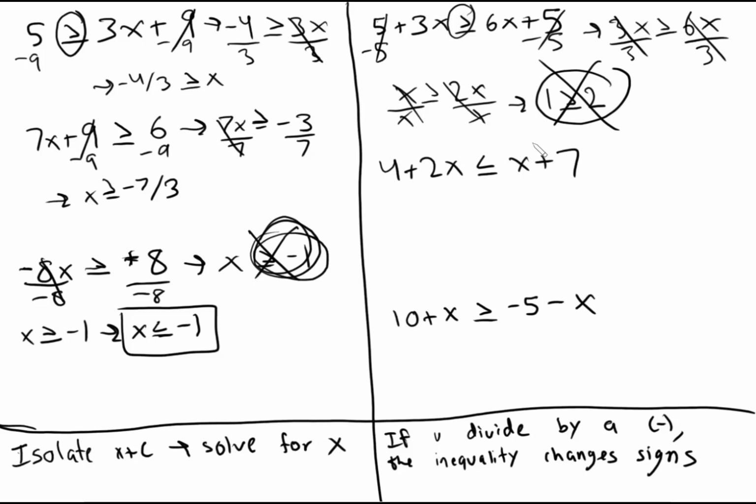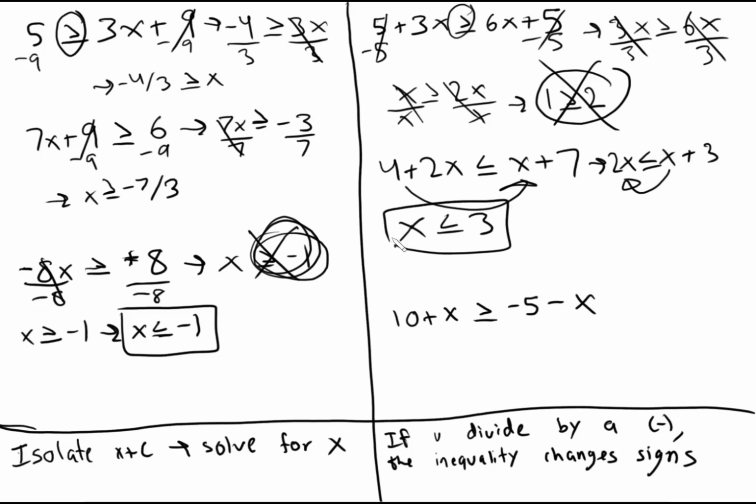Now, moving on to the second inequality, let's move the 4 over here. Moving the 4 over here, we get 2x is less than or equal to x plus 3. Now move our x over here, and we get x is less than or equal to positive 3. This becomes our final answer for question 2.